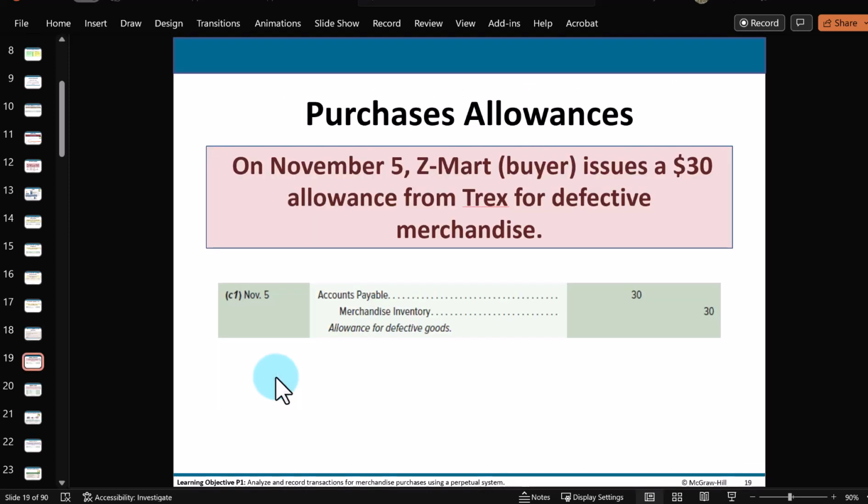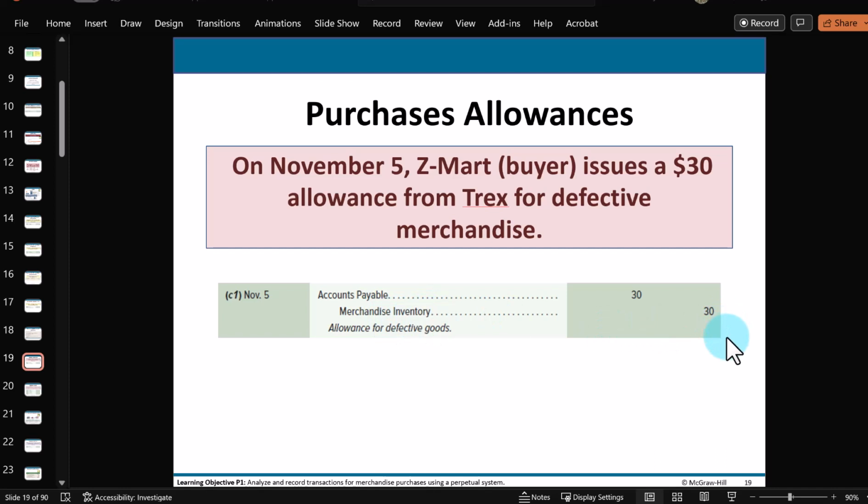So let's take a look at some example transactions. After we purchase the merchandise here on November 5th, we find that $30 of the merchandise is not acceptable. But instead of shipping it back, the seller is going to give us an allowance, a reduction in the price. So here we're going to reduce the liability, debiting the liability for that allowance. And then, because the cost is not as great as before, we're also going to reduce the cost of the inventory asset with a credit.